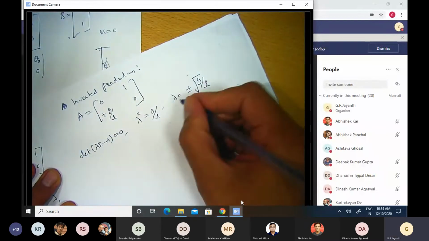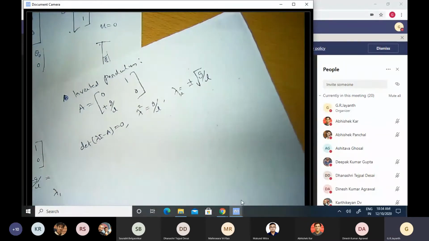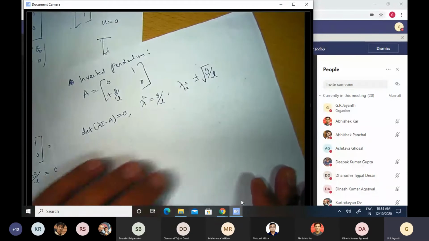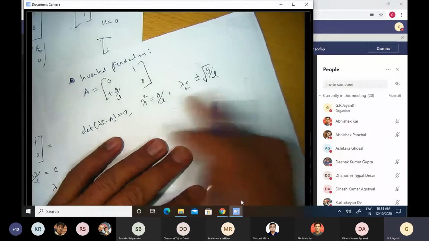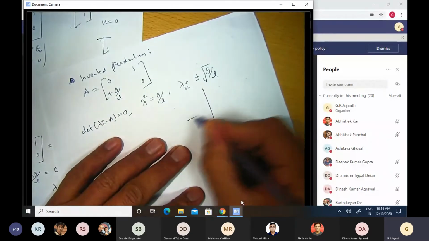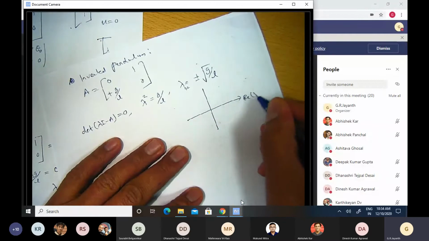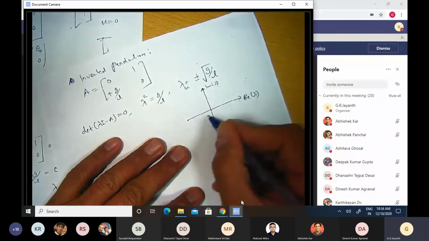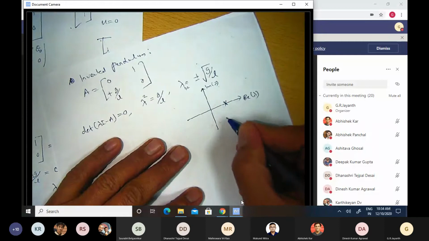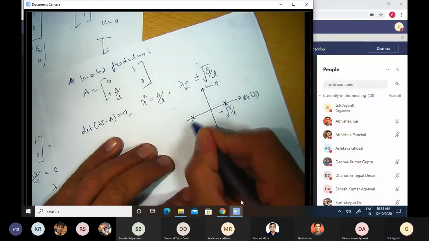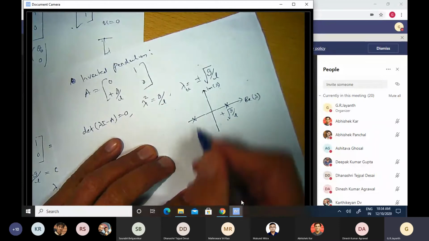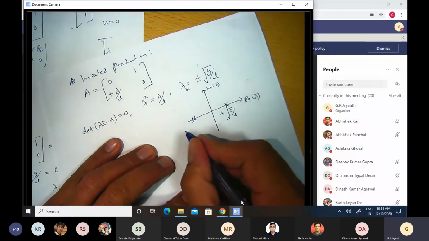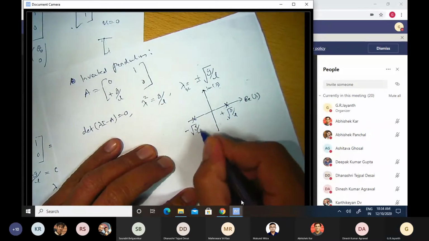It is always instructive to locate these lambdas in the complex plane, because lambdas are in general complex numbers. So in this particular case, if this is the real part of lambda and this the imaginary part of lambda, you have one lambda here, at plus square root of g by L, and another lambda on the other side, situated symmetrically on the real axis at minus square root of g by L.